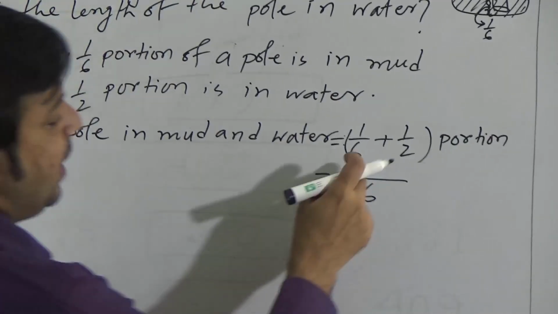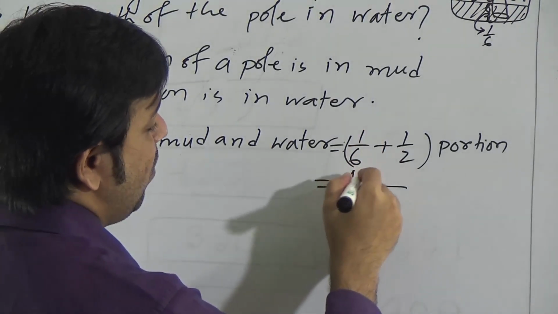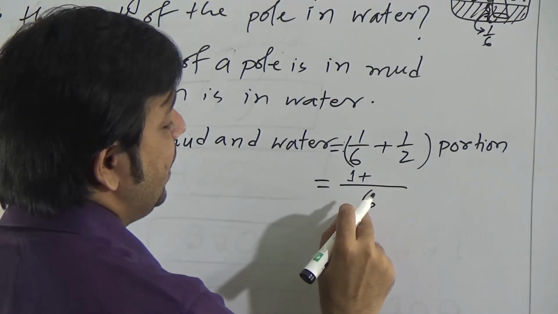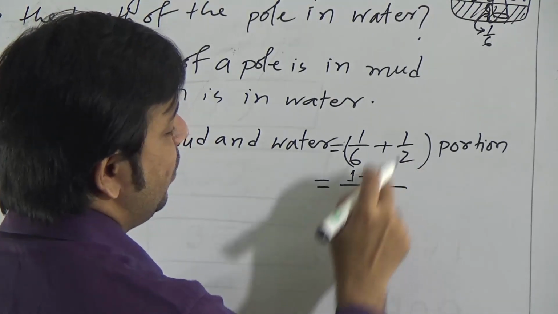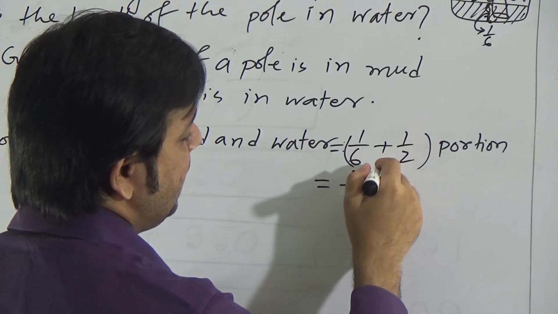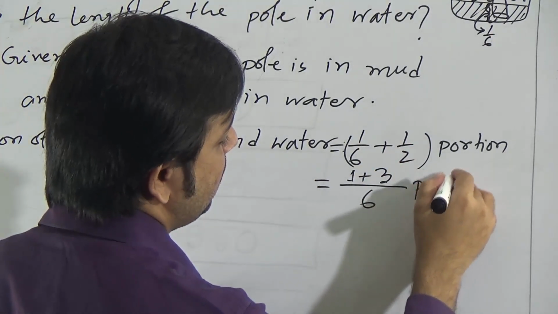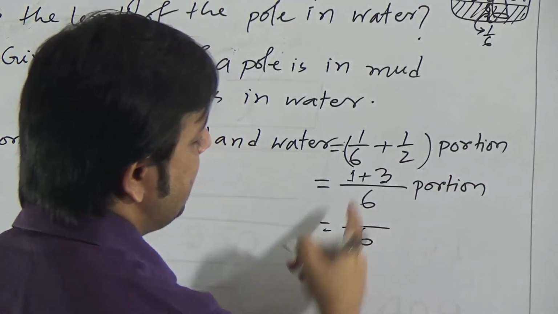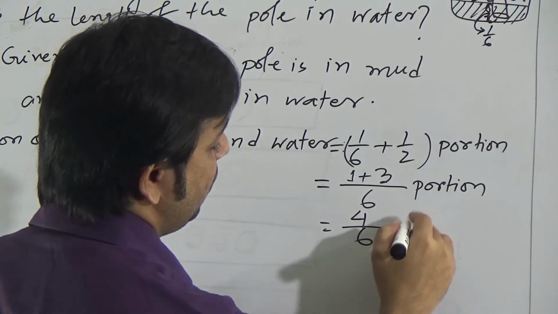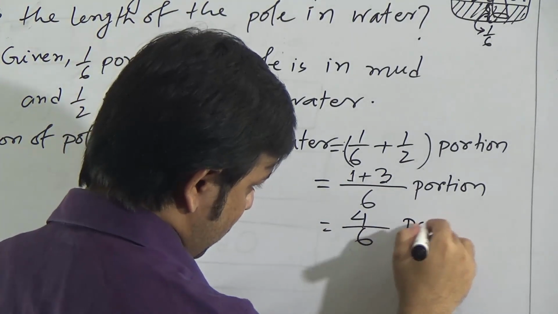Now if we divide 6 by 6, we will get 1. 1 multiply 1 means 1. Then we have to divide 6 by 2, we will get 3. 3 2s are 6. So we have to multiply 1 by 3. It means 3. Now LCM is 6. Now if we add, we will get 4. 3 and 1 is 4. 4 by 6 portion.